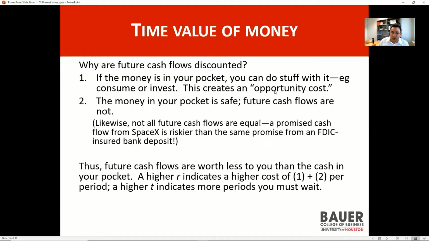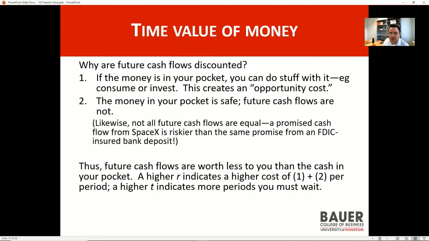You want to be able to do things with your money. You don't want to have to be forced to keep it in your pocket. If the cash flow doesn't arrive until the future, that's as if you're being forced to keep the money in your pocket today, and that's expensive. The second component for the time value of money is that the money in your pocket today is safe, whereas future cash flow is not.